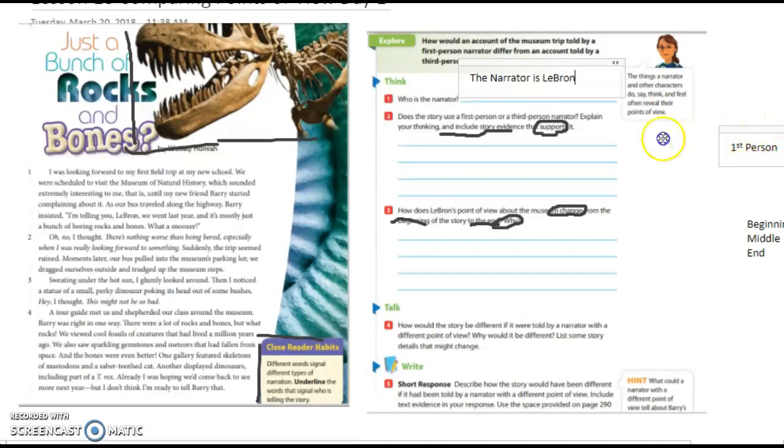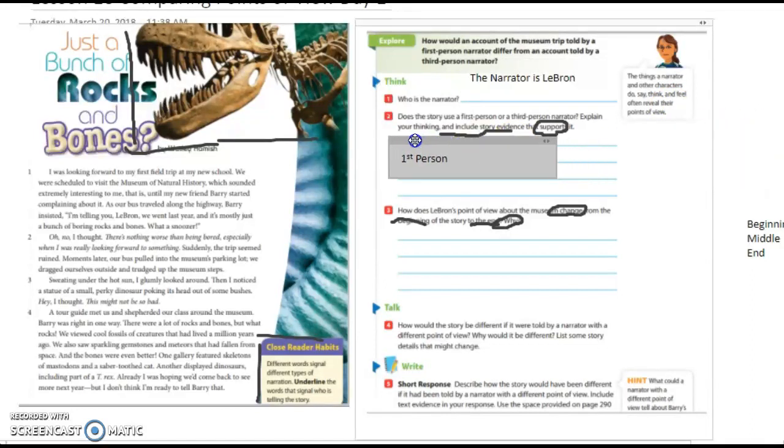The second question, does this story use first-person or third-person narration? Explain, including details to support it. Well, this story is a first-person story. This story is written in the first-person narration. I'd like you to go with your group now and find one detail that tells you this is a first-person narration. Go.